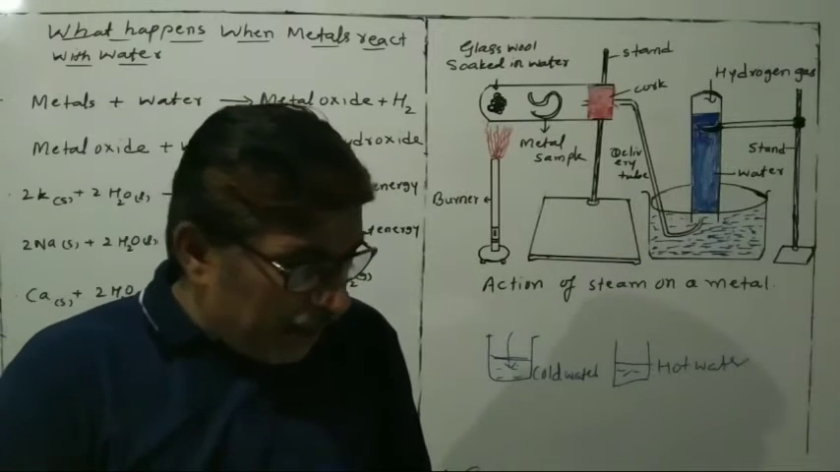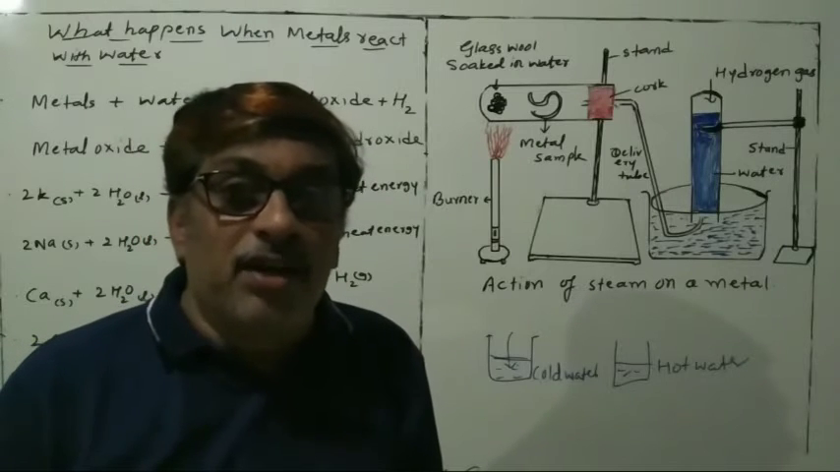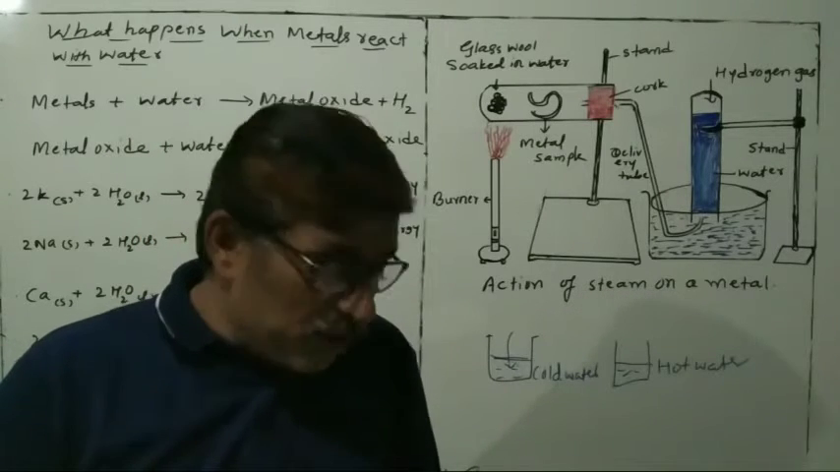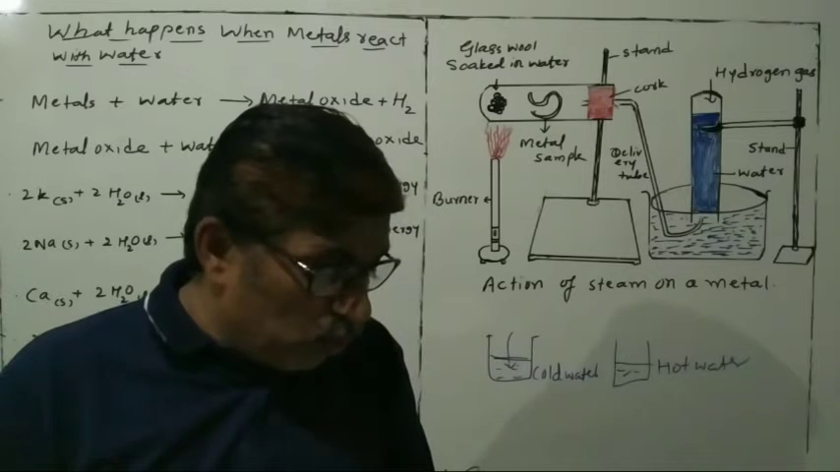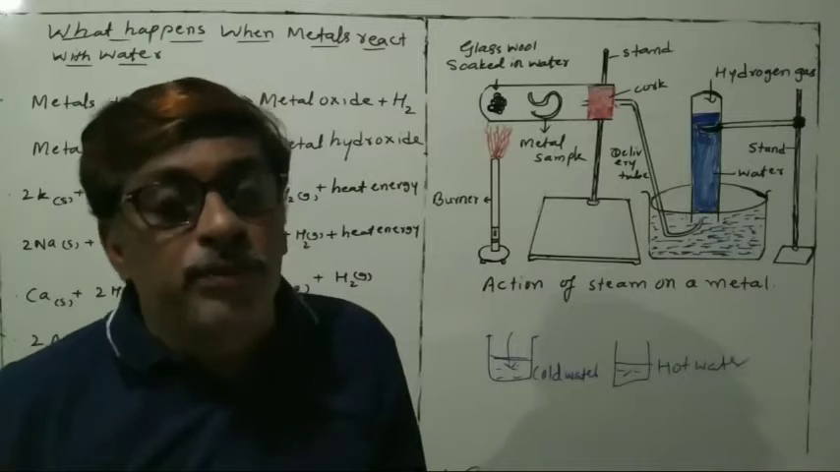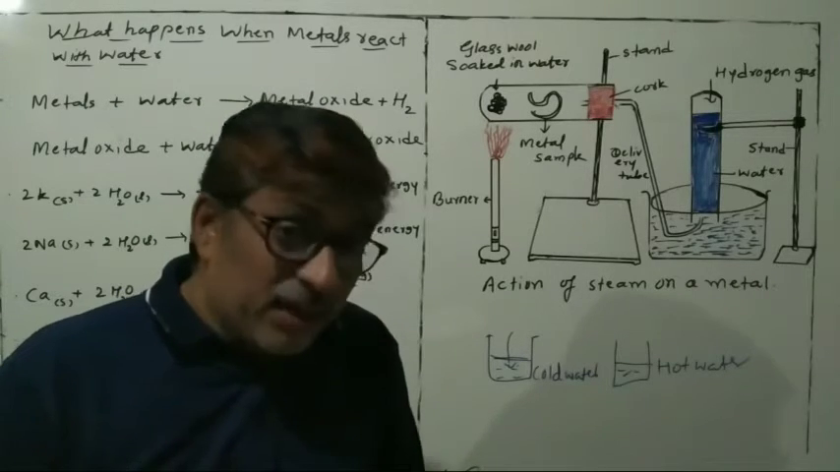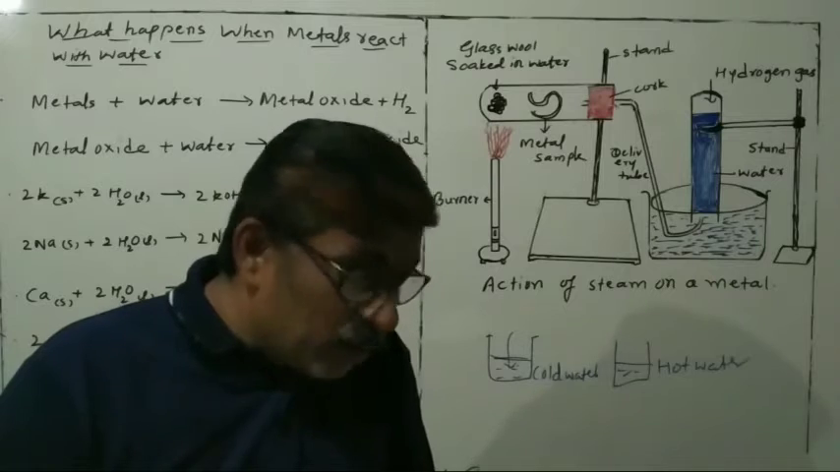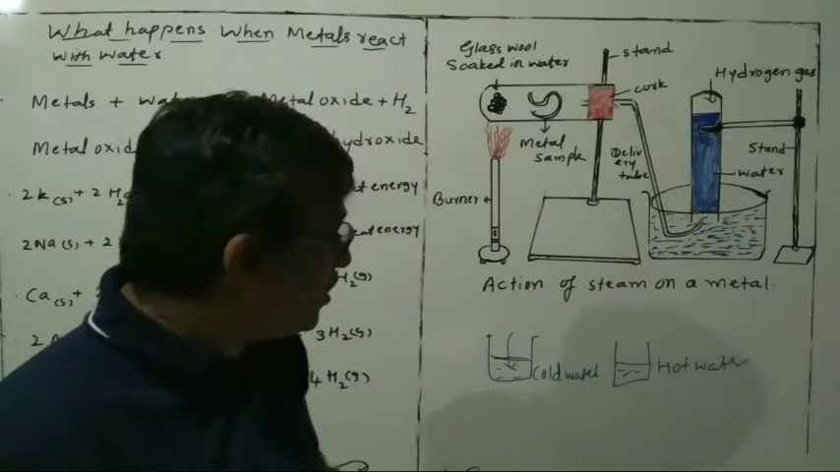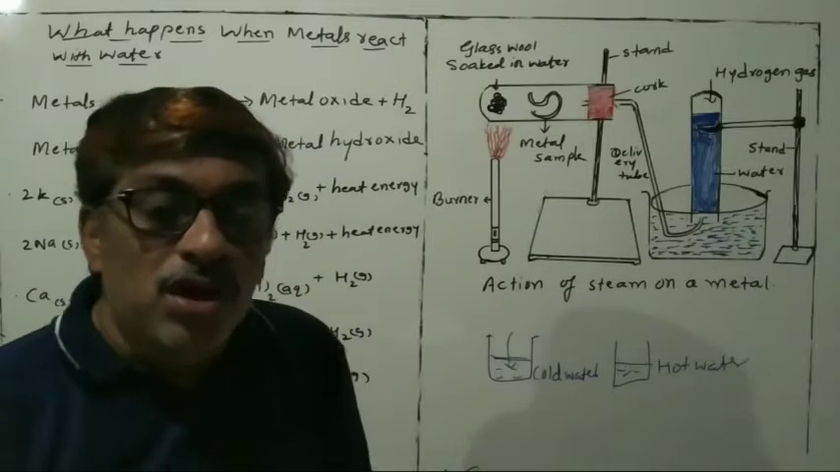Okay. And which metals react with the cold water? Then you have to observe which metals are reacted with the cold water. Then arrange them in the increasing order of their reactivity. Okay. This is the activity you have to do. Then, did any metal produce fire on the water? See, when you put these metals in, did any metal produce the fire?